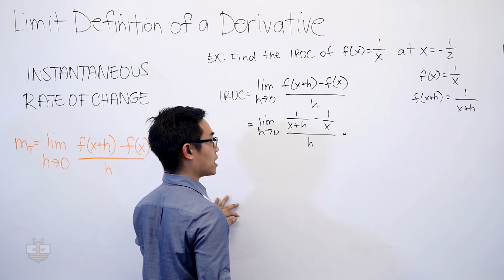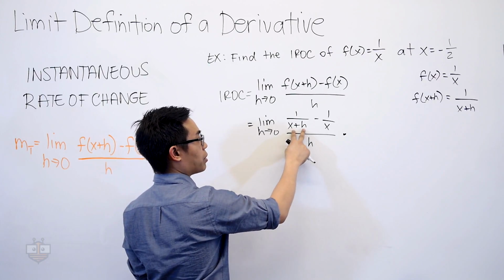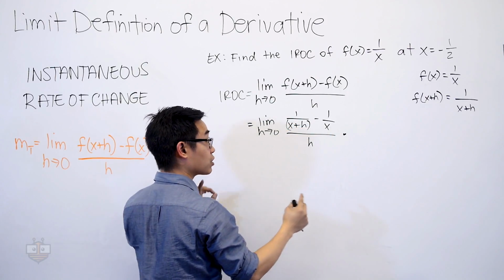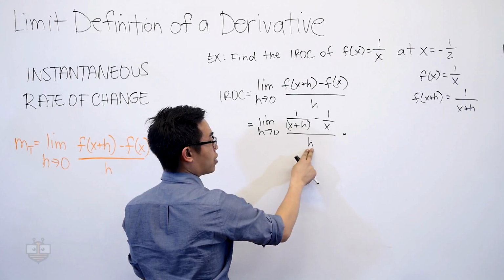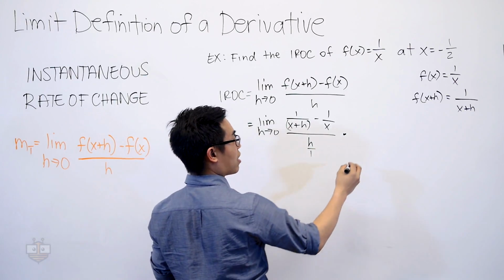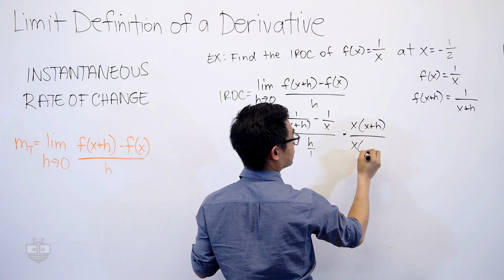So the Russian method says multiply every term by the common denominator. The denominator here is x plus h. The denominator here is x. Keep in mind those are different. And the denominator here is 1 because we don't see anything. So we want to multiply every term by x, x plus h. That's the common denominator.